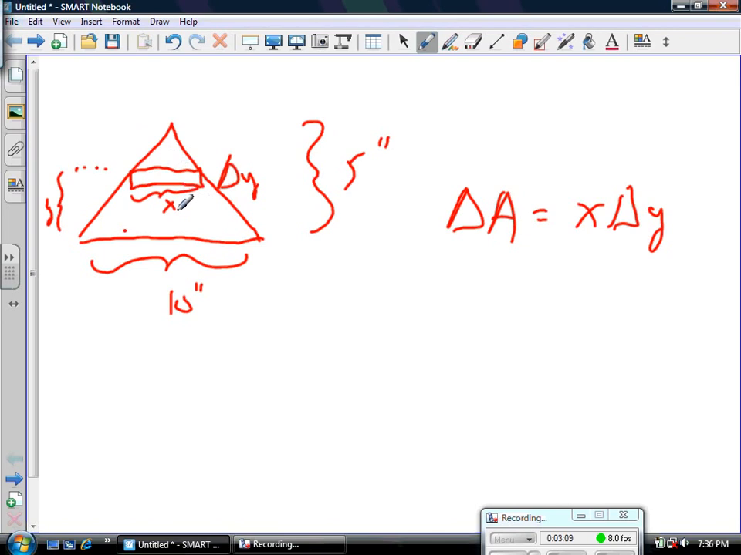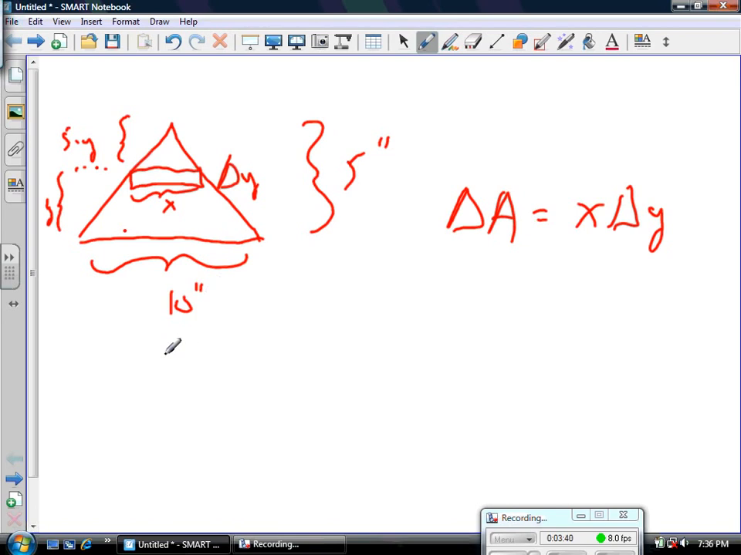So how do I get x? Well, base is to base. Base of the little triangle is to the base of the big triangle, as height is to height. Height of the little triangle is to height of the big triangle. There's a proportion, similar triangles have their sides in proportion, right? But what's the height of the little triangle? How much is this? 5 minus y. Okay, 5 minus y.